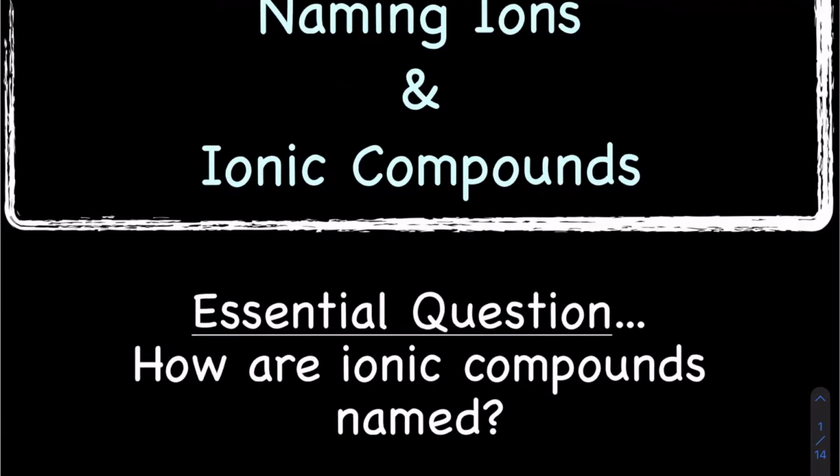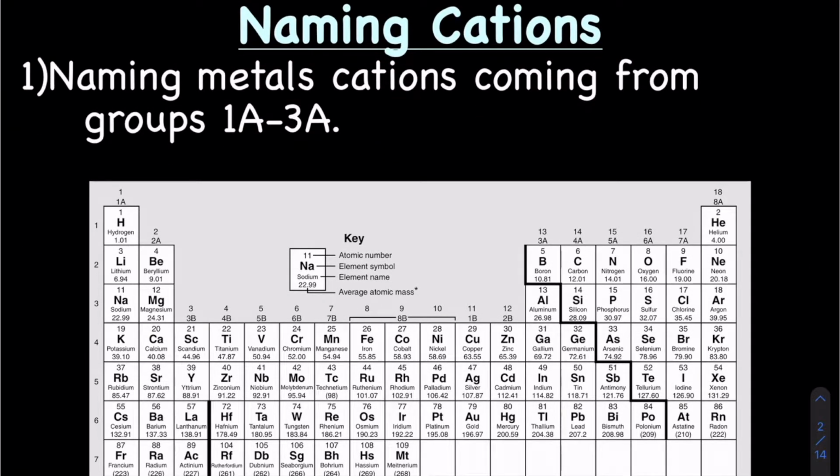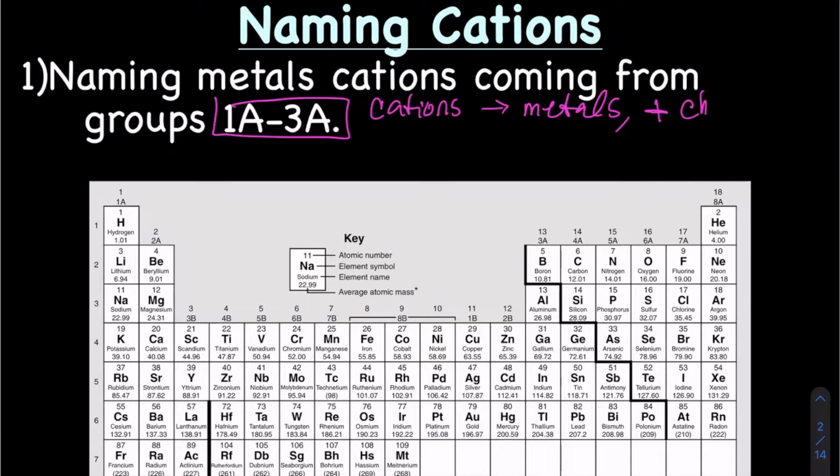All right, we're going to start with the cations. So naming cations. And we're going to start with not only naming cations, but naming cations coming from groups 1A, 2A, and 3A. So real quick review, remember that cations are the metals, and they have a positive charge. All right, so again, there are two different rules for naming cations. So we're starting with the cations coming from groups 1A, 2A, and the metals in group 3A.